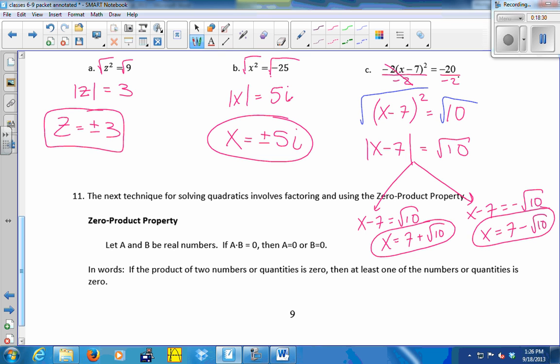Yes, they're both solutions. Both of those are answers. And the other problems, A and B, both of those had two answers too, right? I just wrote them as a single statement, but this is positive 3 and negative 3, both solutions.